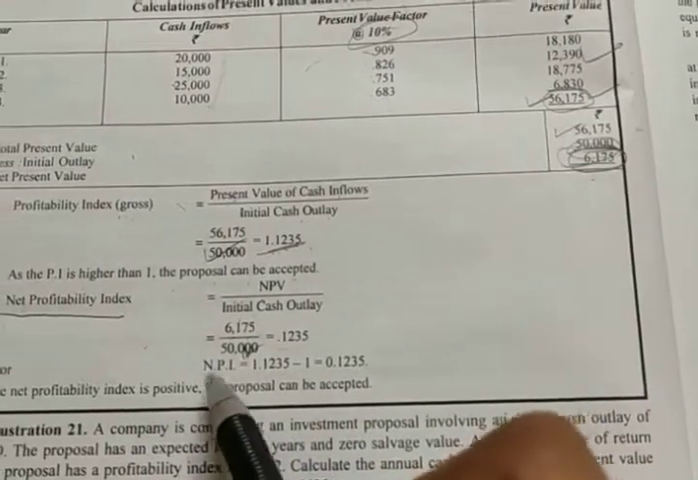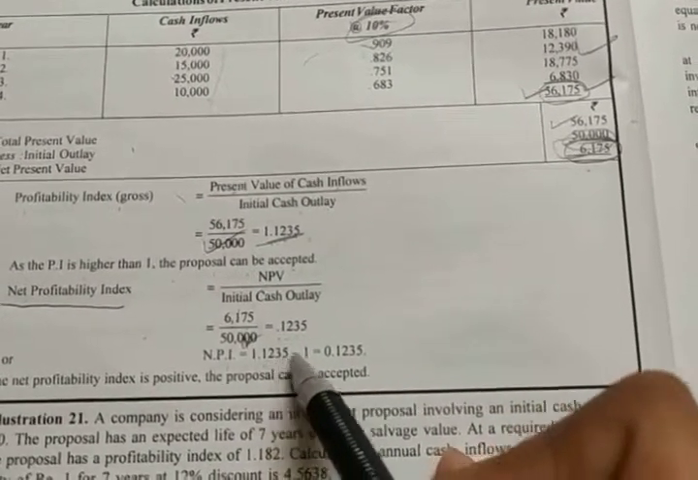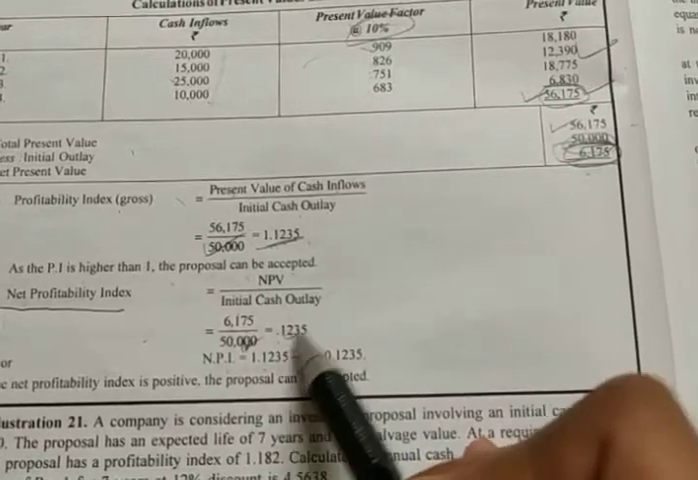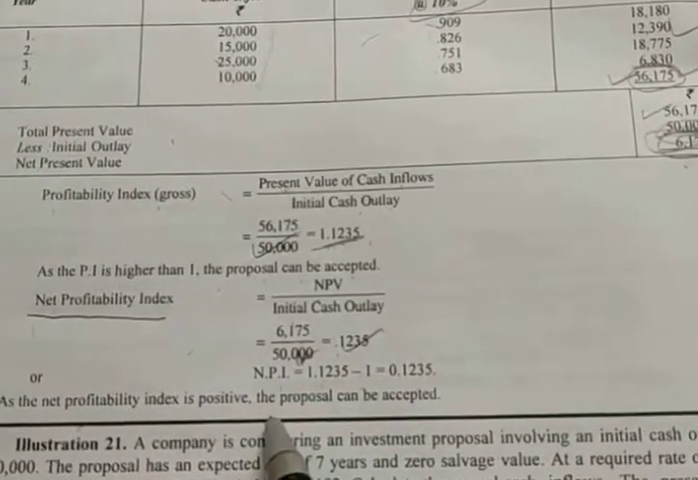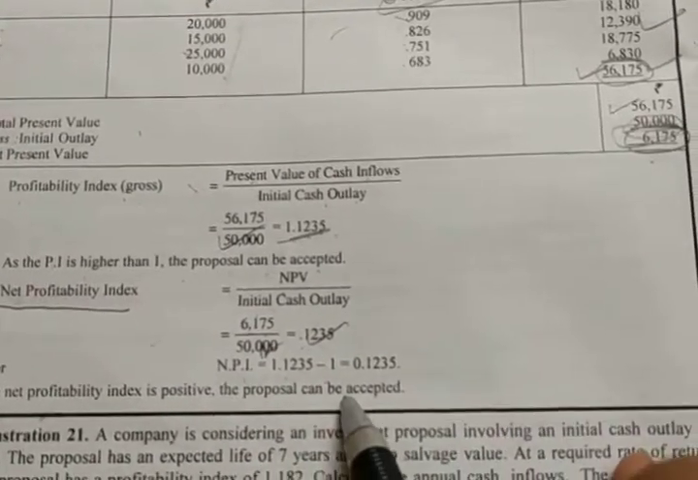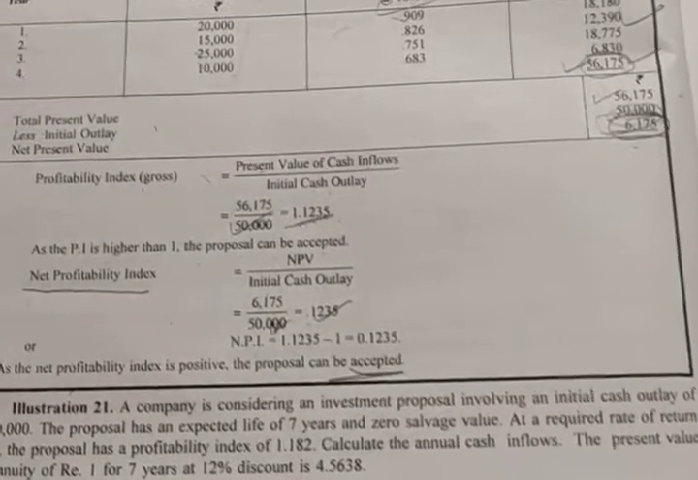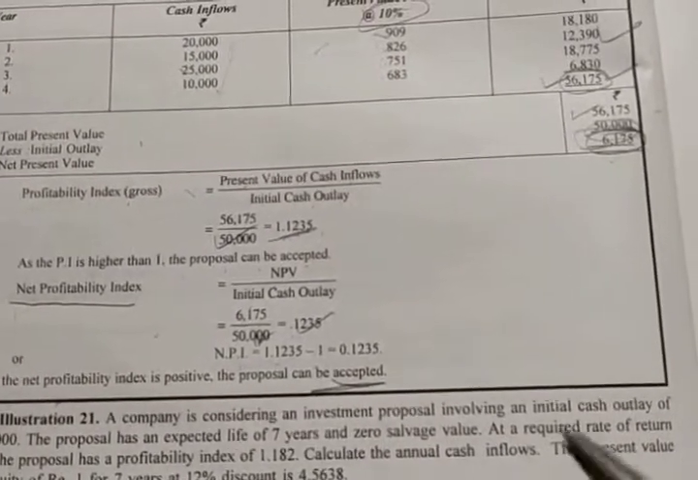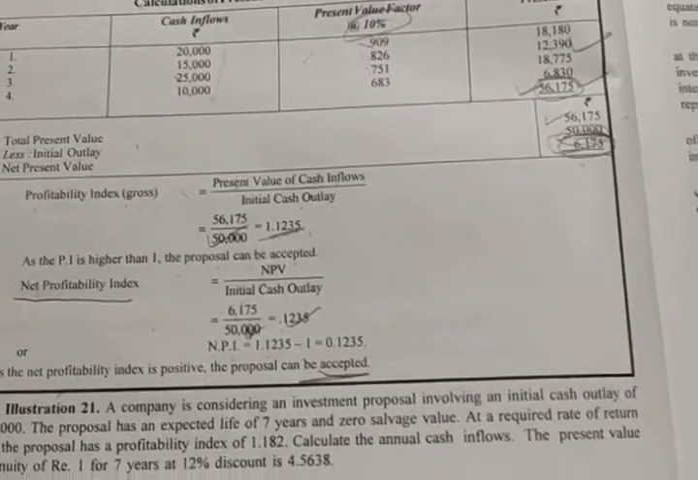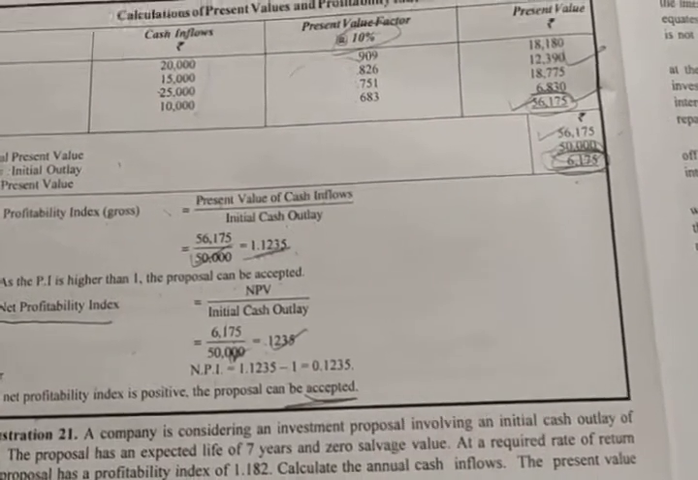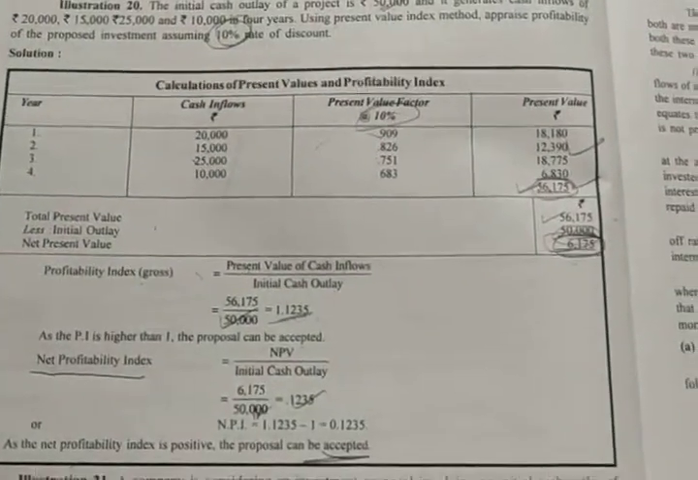That is, net PI equals 1.1235 minus 1, that is you will get 0.1235. As the net profitability index is positive, the proposal can be accepted. So if the result is positive, then you can accept. Otherwise, if it is negative, you can reject the proposal. So till here, we have completed all the methods related to time adjusted.